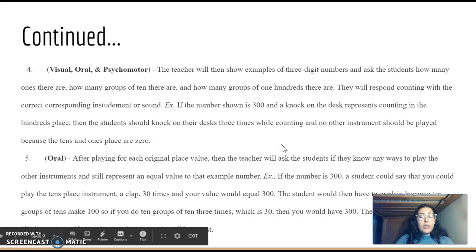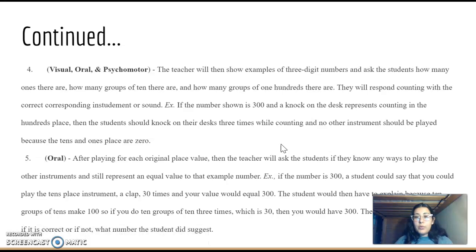So continuing on, the teacher will then show examples of 3-digit numbers in the presentation and ask students how many ones there are, how many groups of tens there are, and how many groups of hundreds there are. So they will represent counting with the correct corresponding instrument or sound.